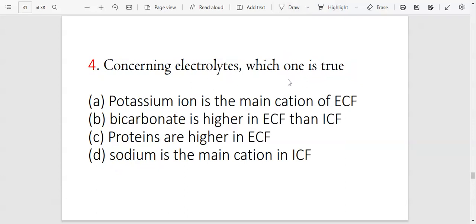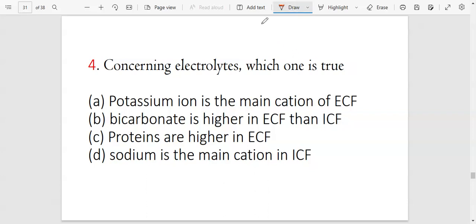Concerning electrolytes, which one is true? Potassium ion is the main cation of ECF. Bicarbonate is higher in ECF than ICF. Proteins are higher in ECF. Sodium is the main cation in ICF. Which one would you choose?